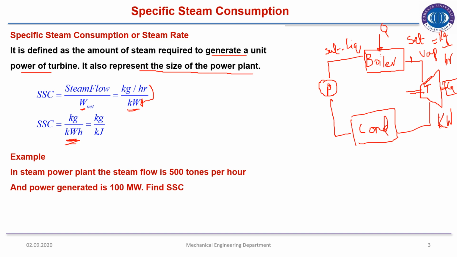Here an example is shown. If we have a certain steam power plant, for example, with 500 tons per hour of steam flowing, 500 tons of steam mass is flowing through the turbine in 1 hour, and that turbine is generating 1 megawatt of power, and you are asked to calculate the specific steam consumption.